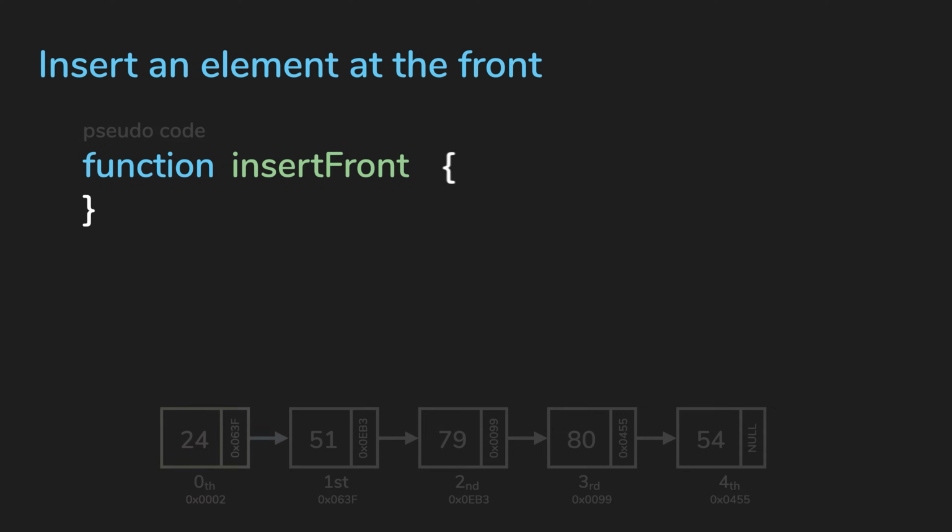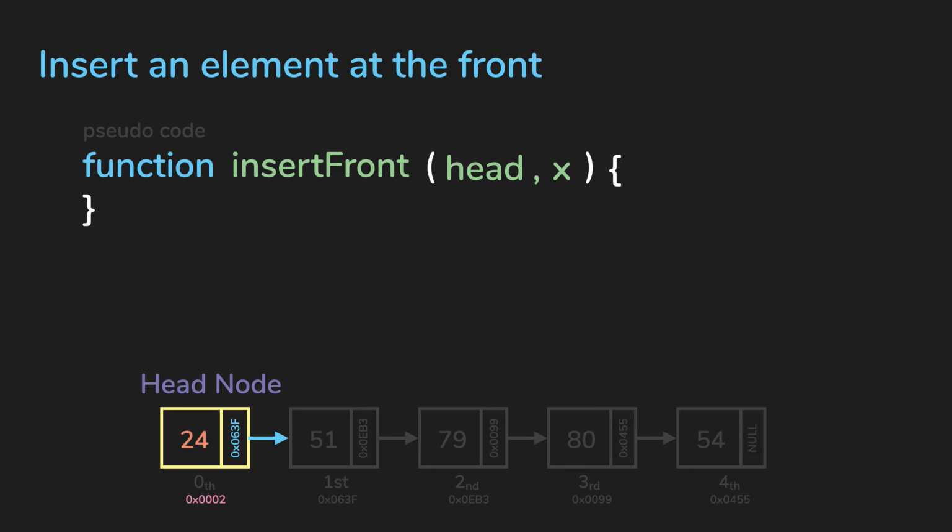The function will be called insert front. The new node would need a value, so the function will have to take in an integer. And we would also need to indicate the linked list by passing in the head. And we don't need to return anything because we are simply inserting a node.